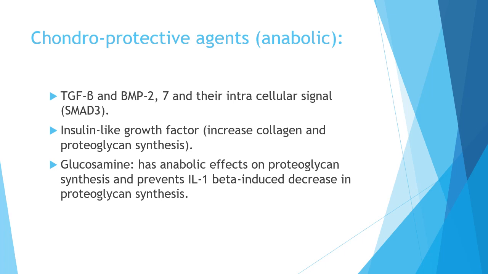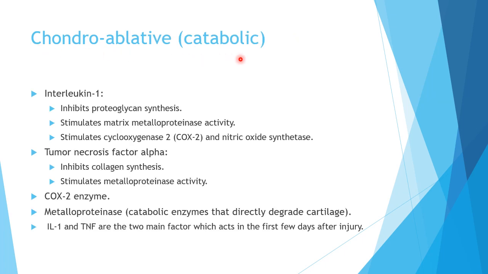Glucosamine also has an anabolic effect through increasing the proteoglycan synthesis, and it also inhibits interleukin-1 induced decrease in proteoglycan synthesis. So basically it increases proteoglycan synthesis and inhibits the interleukin-1, which decreases its synthesis. So the chondroprotective: tissue growth factor beta, bone morphogenic protein 2 and 7, their intracellular signal SMAD3, insulin-like growth factor, and glucosamine. What about chondro-ablative or catabolic substance that has a negative effect on the cartilage?